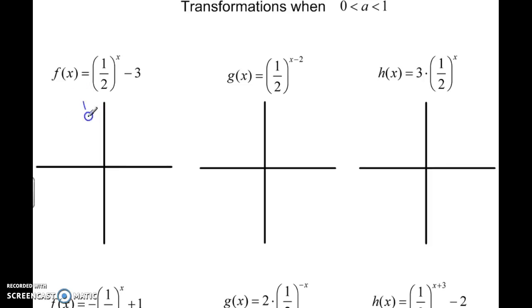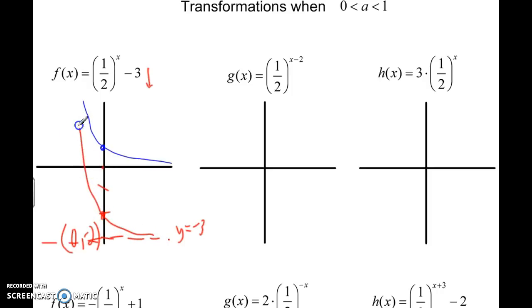So we're starting with the parent graph. It goes through (0, 1). This is going to move it down 3 units. So 1, 2, 3 units. So this is now (0, -2). And the asymptote is going to move down 3 units. So it actually moves down to y equals -3. And so on the right, it's approaching the asymptote. On the left, it's going up really quickly. There's a pretty good graph of your function.